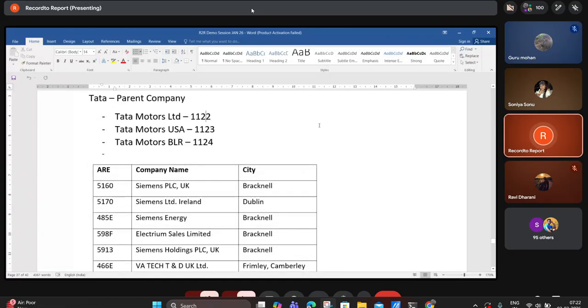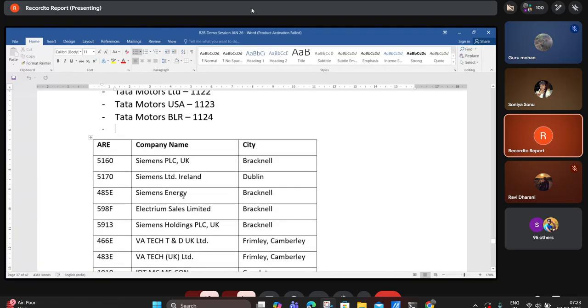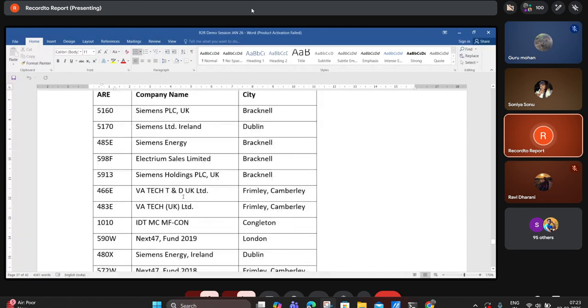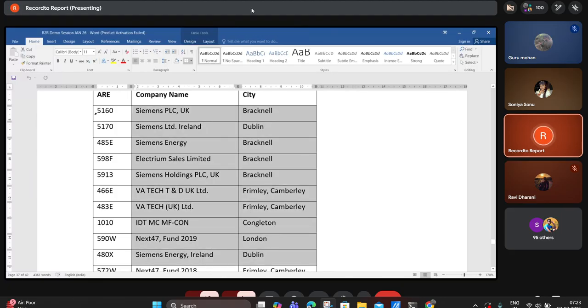See, I gave some examples. In the company Siemens, we have multiple codes like Siemens PLC UK Limited, Siemens 5170 Siemens Limited Ireland, 485E Siemens Energy, 4598 Electrum Sales Limited. These are the multiple businesses in the Siemens company, and for each company they created one code. It need not be created from our side, guys. They will already have created it in the system. We just need to use those. Okay, is it clear? Understand?